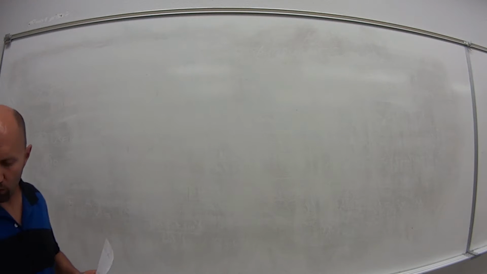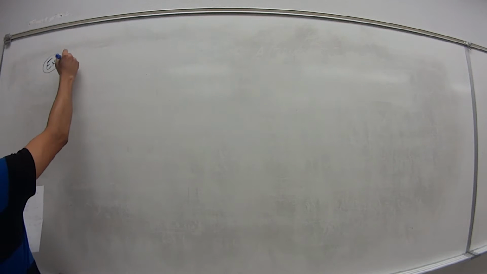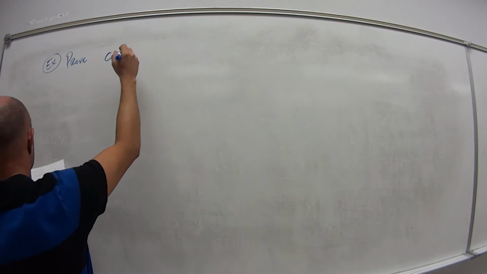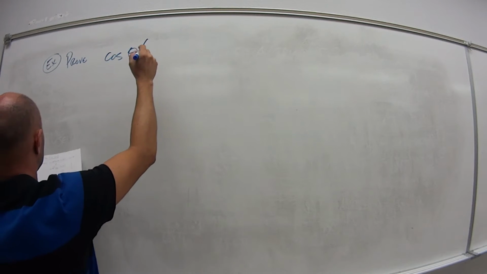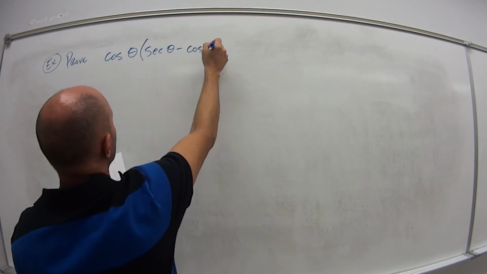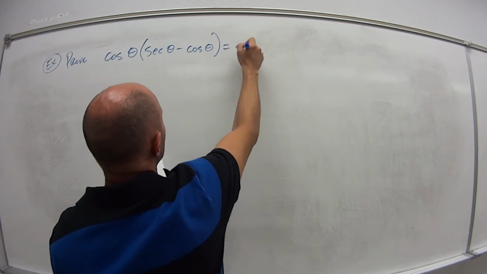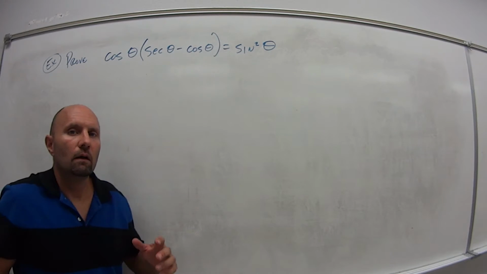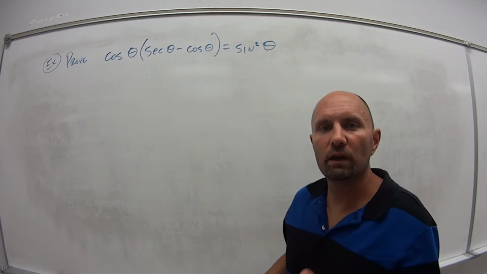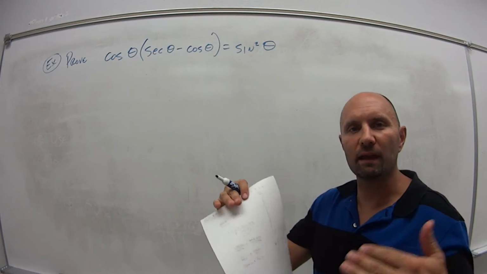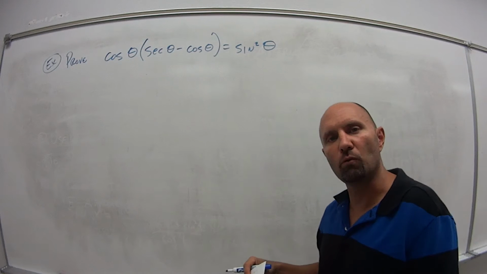All right, so example 1 says the following. We want to prove that cosine of theta times secant of theta minus cosine of theta equals sine squared of theta. As the step suggested, we're only going to work with one side, because if we start converting both sides, we may never get it to match up, that the left side equals the right side.